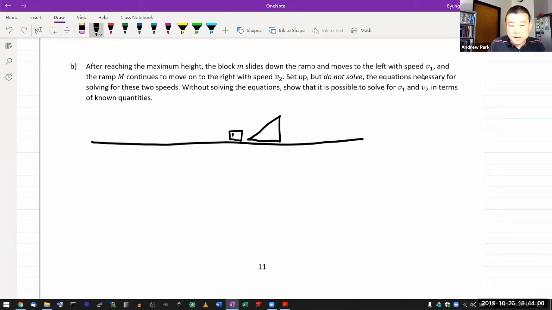So in the setup this problem is describing, a block has slid down and now it's moving to the left with the speed of v1. And it's telling me that the ramp is continuing to move to the right with the speed of v2. So it says set up, but do not solve the equations necessary for solving for these two speeds. So you should do that first step: identify conserved quantities.